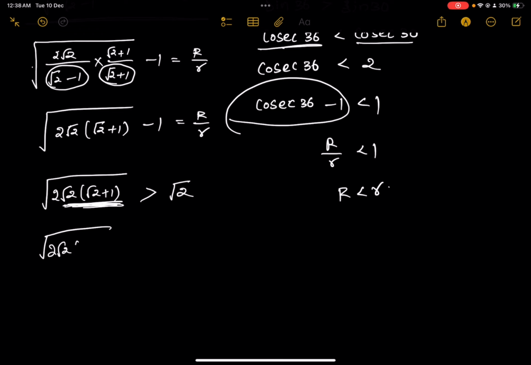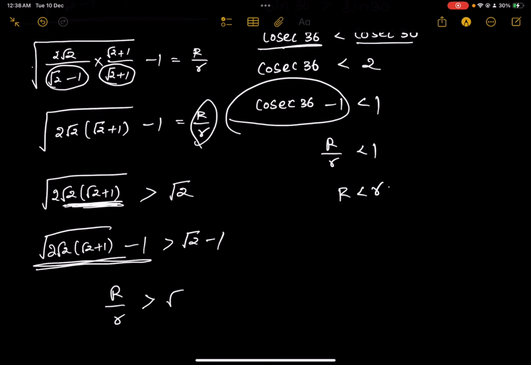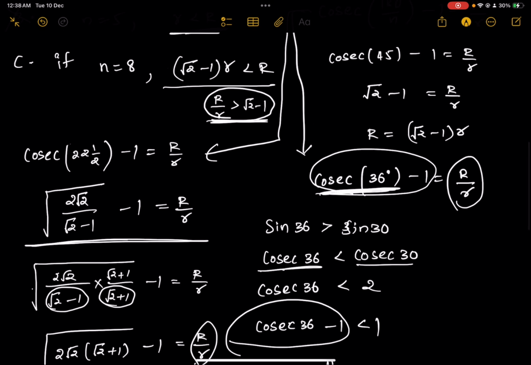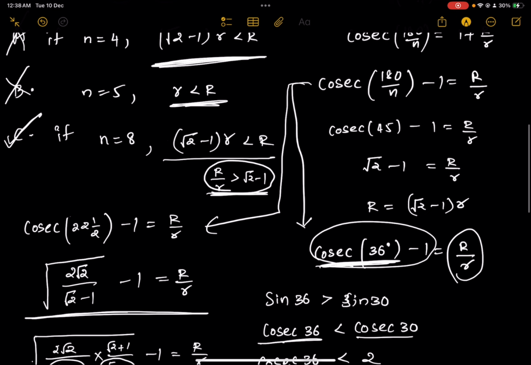So for 2 root 2 into root 2 plus 1, let us subtract 1 on both sides. Root 2 minus 1. So this is nothing but R upon r greater than root 2 minus 1. So this is exactly what is given in the option also. So option C is correct. Now let us proceed to option D.